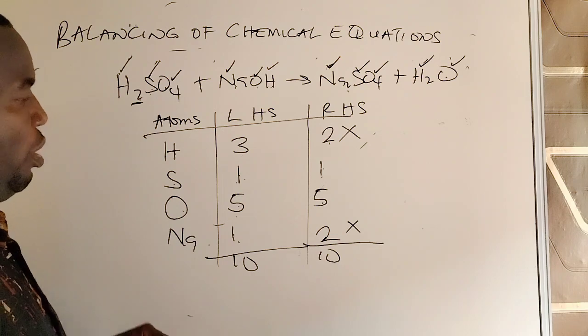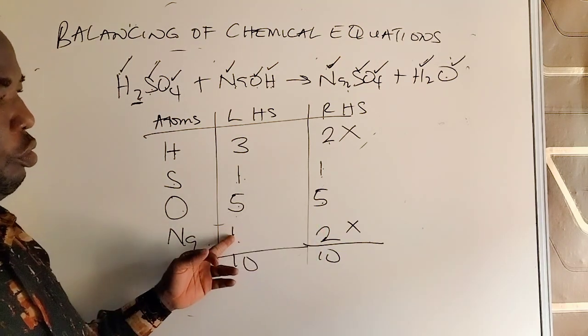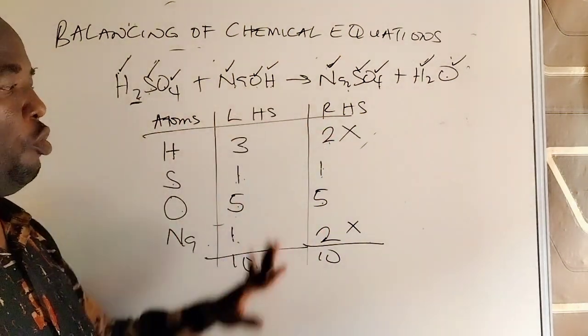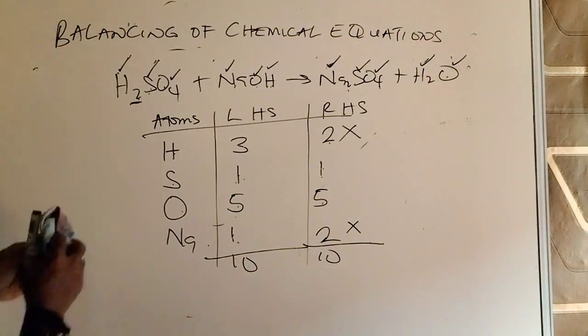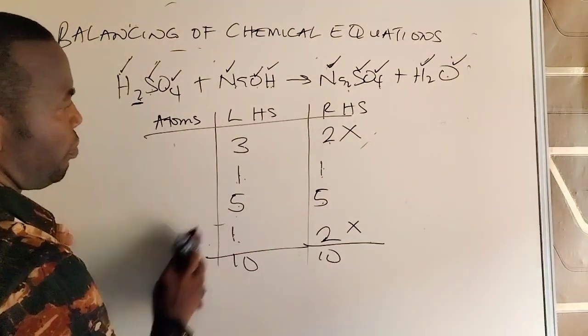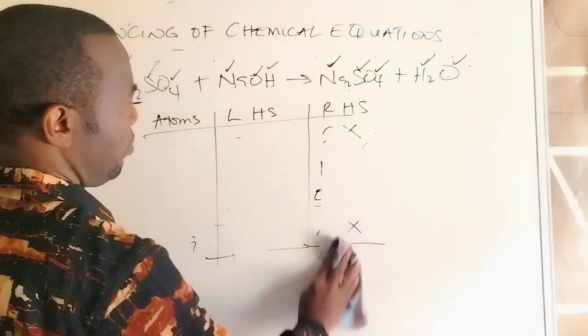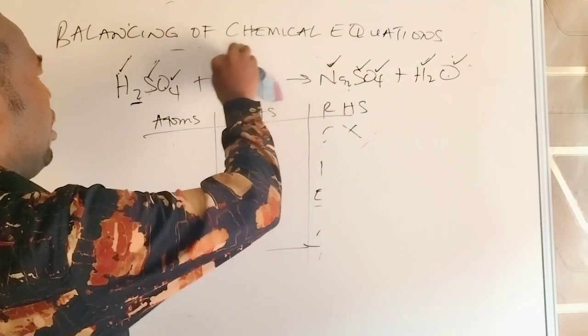So you have to make sure that if you have 2 here, here is also 2. If you have 3 here, here is also 3 for you to say it's balanced. Now what do we do? Let's now look at the equation again and make some changes. I'm going to make some changes on it and cross check again.